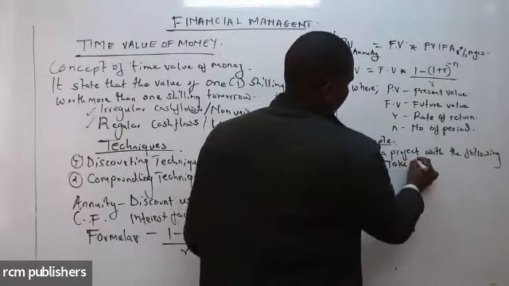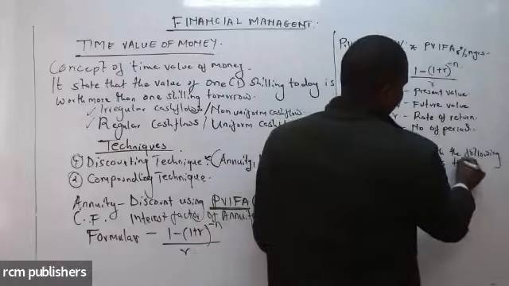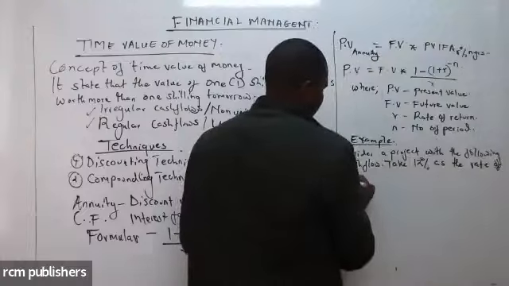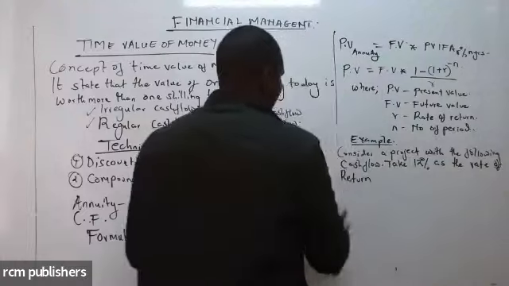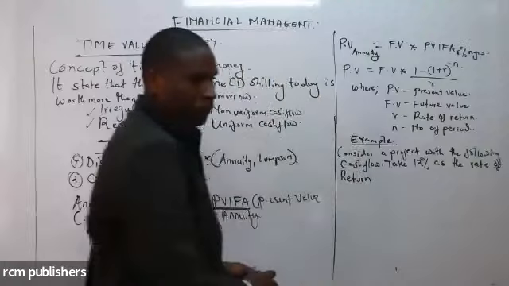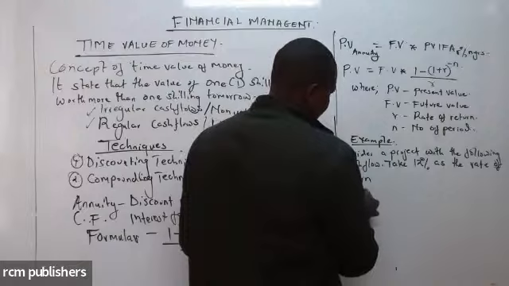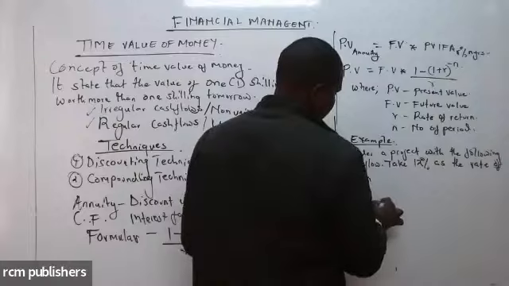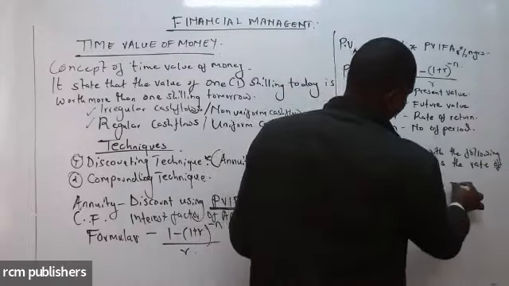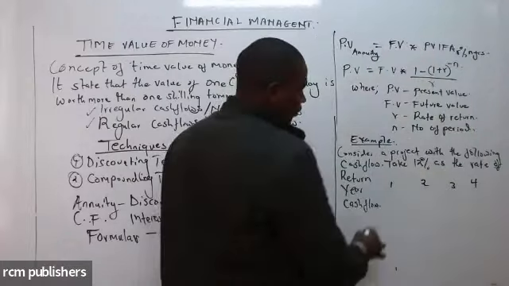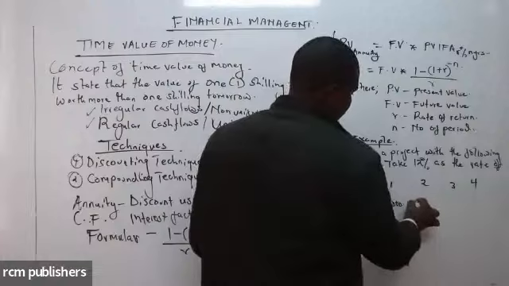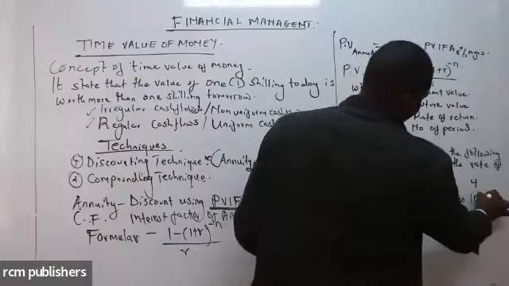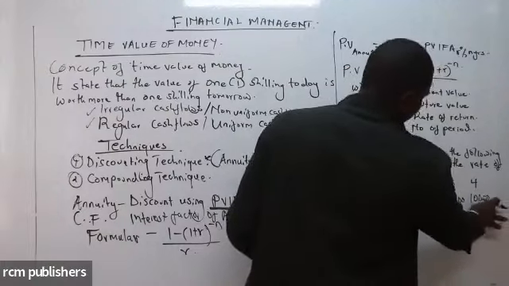Take 12% as the rate of return. So in this case, we have year here, and we have the cash flow. So year 1, 2, 3, 4. Then I have 10,000, 10,000, 10,000, 10,000. Those are the cash flows for the project.